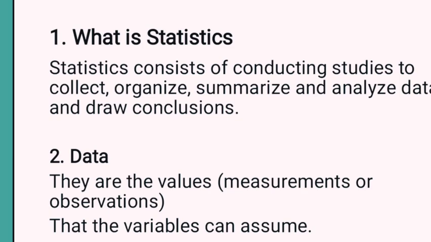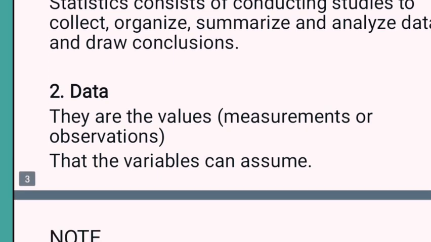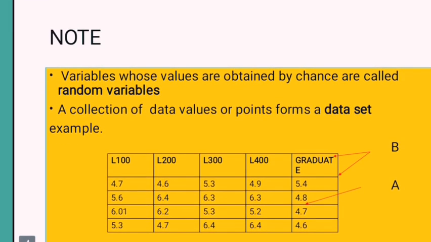They are the values or measurements or observations that the variables can assume. As simple as that. Now let's take note of this. Variables whose values are obtained by chance are called random variables. This means that variables whose values are not obtained by chance are not random. As simple as that. So variables whose values are obtained by chance are called random variables, and those variables whose values are not obtained by chance are not random.